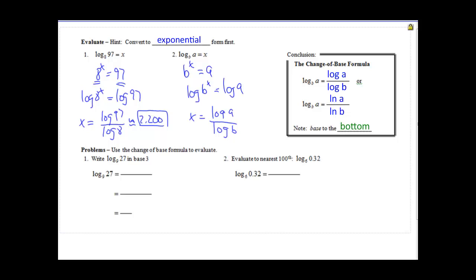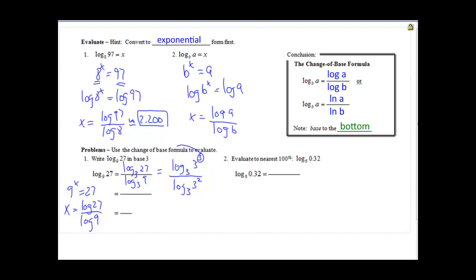Some problems, we're going to use the change of base formula to evaluate. One thing we can do is change bases to different numbers. If we're going to say rewrite log base 9 of 27 in base 3, that means that we're going to rewrite this exponentially. We know it's 9 to the x equals 27. So this is really x equals log 27 over log of 9. But if we change them to base 3, this ends up being log base 3 of 27 over log base 3 of 9, which another way of writing this, if we write it over here, is log base 3 of 3 to the third over log base 3 of 3 squared.